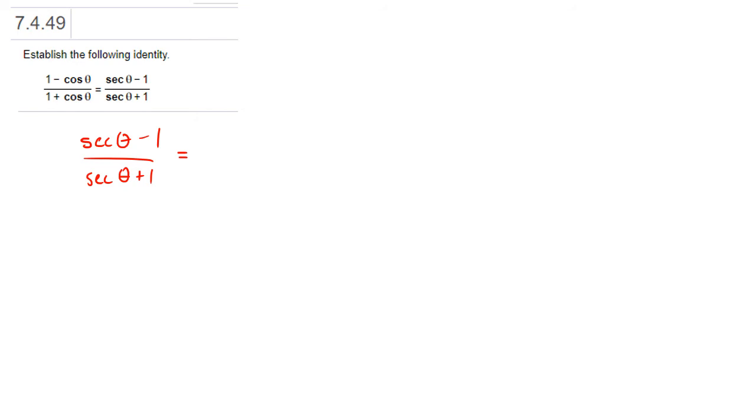Algebraically, these two things look pretty similar, but secants are less pleasant to me than cosines. So the first thing I'm going to do is convert secants to 1 over cosine. Now true, we now have fractions within fractions, but we can deal with that. So this overall numerator, I'm going to give a common denominator of cosine theta.